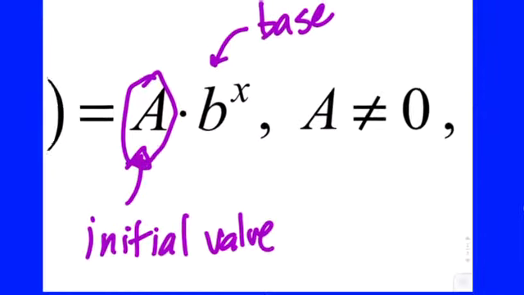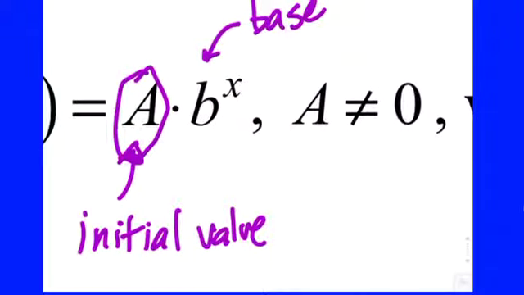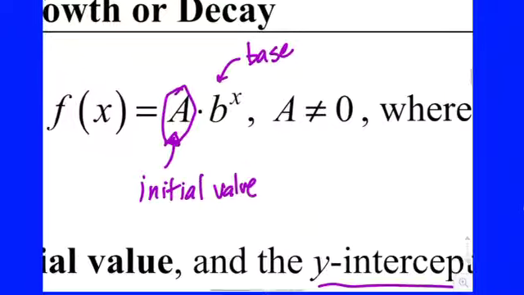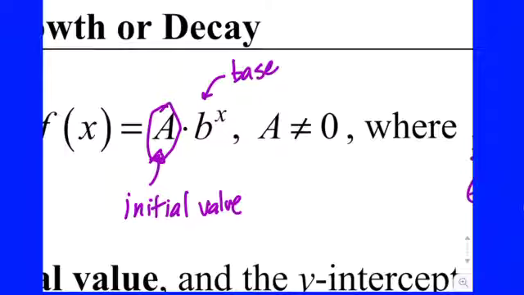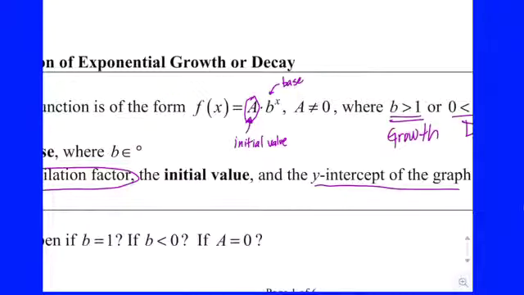Notice the base can't be 0. Why not? 0 times 0 times 0 is 0. It doesn't grow at all. The base also can't be 1. What's 1 to the second, 1 to the third, 1 to the fourth? It's 1. It doesn't grow either. And it can't be negative, because if you raise a negative number to real number powers, where x can be any real number, it's not going to work. Sometimes it's undefined and sometimes it is defined, so you can't have a negative base.